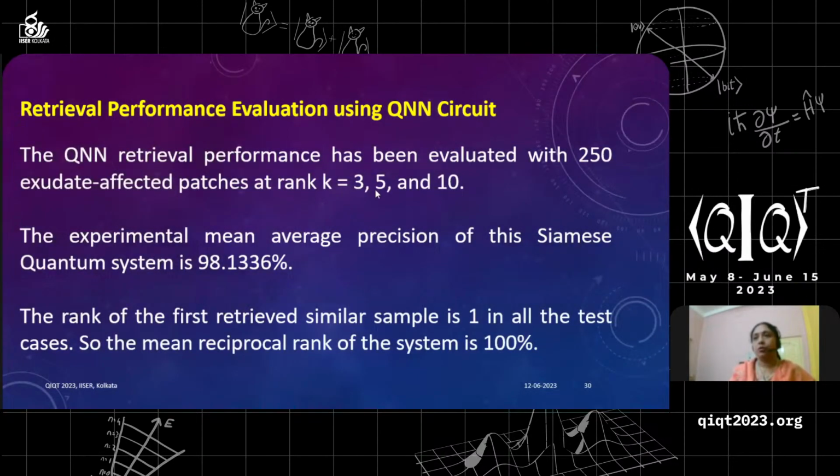For ranks 3, 5, and 10 we have considered, the mean average precision we have obtained for the system is 98.1336%, and the rank value of the first retrieved similar sample is always 1. That is why the mean reciprocal rank of the system we got is 100%.